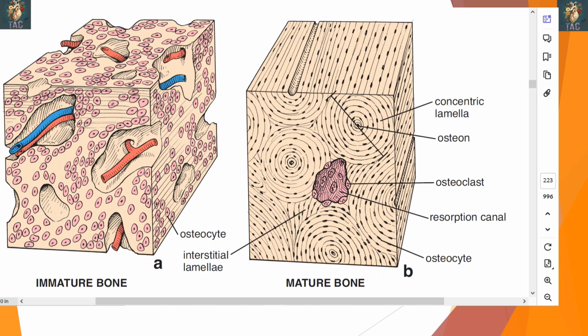Again, you can differentiate in diagrammatic presentation. This is the immature bone and this one is the mature bone. Large number of cellularity, decreased number of the cells, the proper development of lamellae, that is the osteons. There is no proper arrangement, and it is not less mineralized, it is more mineralized.